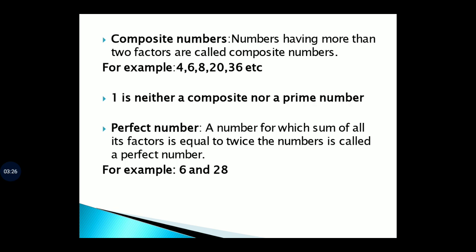Perfect number. A number whose sum of all its factors is equal to twice the number is called a perfect number. Here we can see that if a number is said to be a perfect number, then the sum of all its factors is equal to twice the given number. For example, 6 and 20.